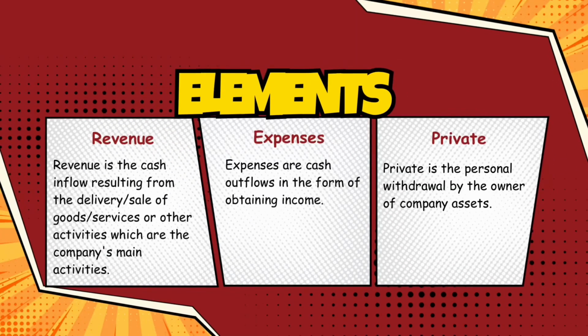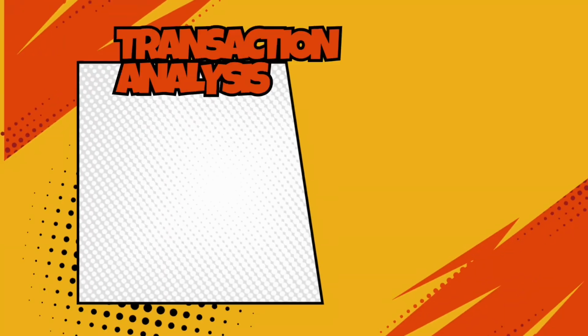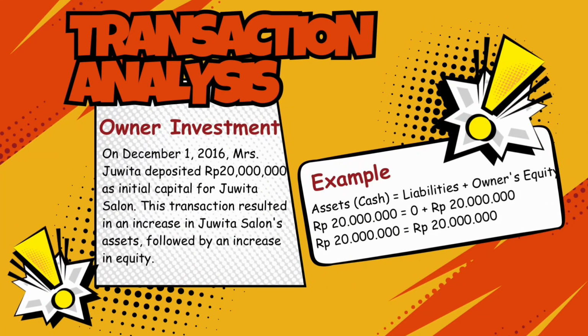In accounting, there are also additional elements. Revenue is the inflow of cash from selling goods or providing services. Expenses are the outflow of cash used to support business operations. Withdrawal, also known as drawings, is the amount taken by the owner for personal use. Next, we will discuss transaction analysis. This section shows examples of how each transaction affects the accounting equation.